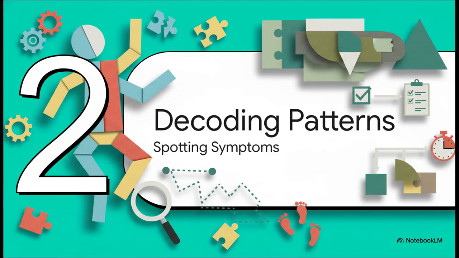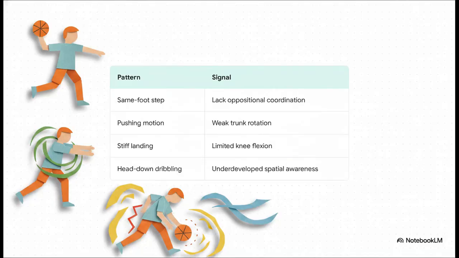Moving into Section 2, decoding immature patterns. So how do we actually spot these issues on the fly? Well, we need to learn how to identify these specific, observable symptoms of uncoordinated movement right there in real time. Because every single observable symptom connects directly to a root cause. Think of it like a giant puzzle.